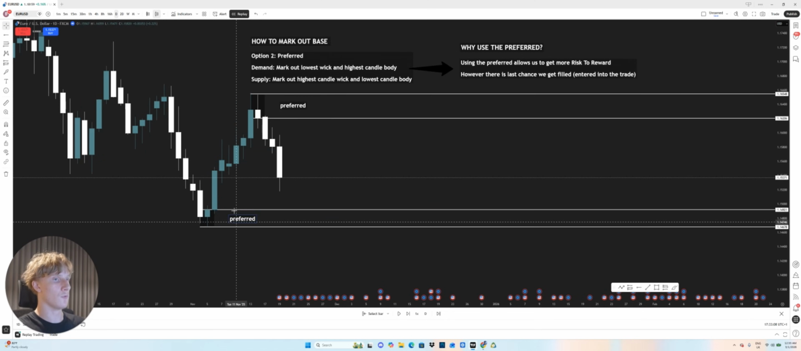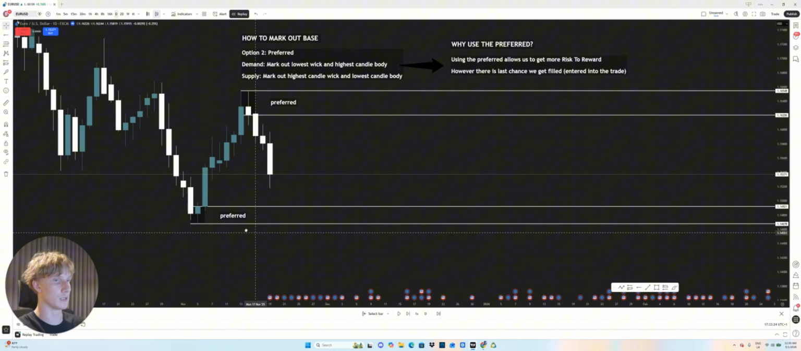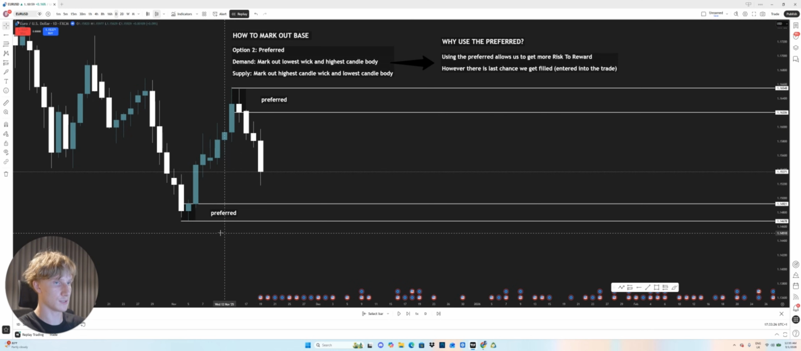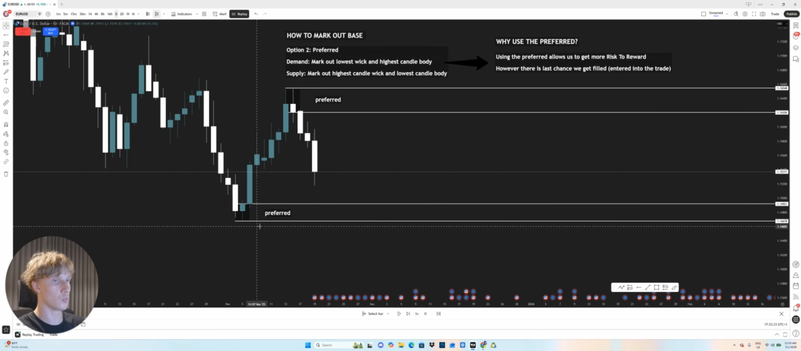It's really, really simple. For the preferred, when we're looking at demand, instead of marking out from wick to wick, being the lowest wick to the highest wick, we are still marking out the lowest wick. However, we are going to be marking out the top line, this one right here, from the highest body. Now, I'll say this one time. The bottom line, when we are marking out demand, is non-negotiable. We are always going to be marking out the lowest wick.